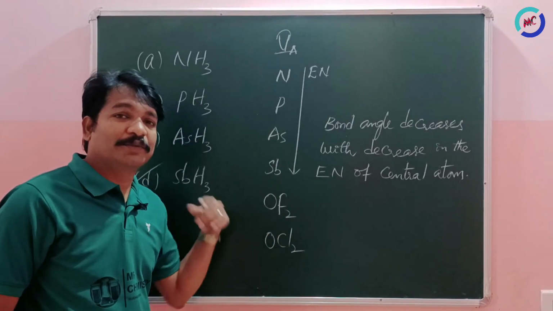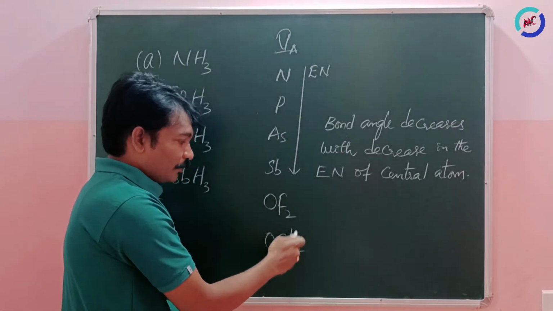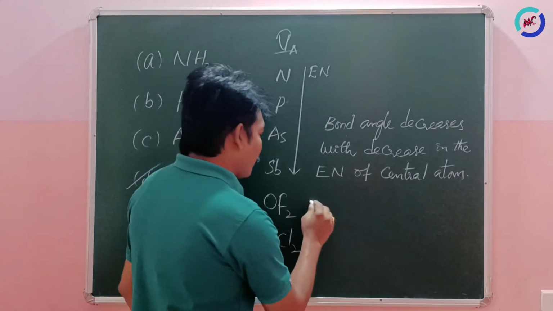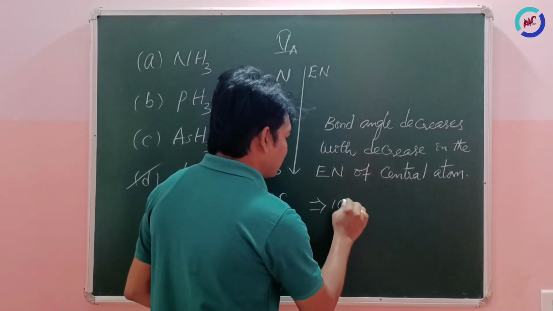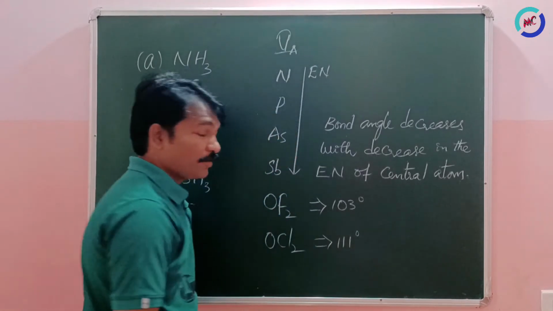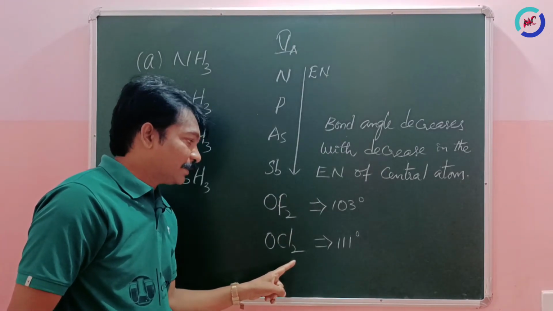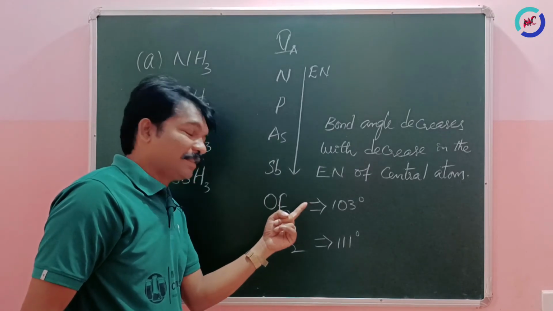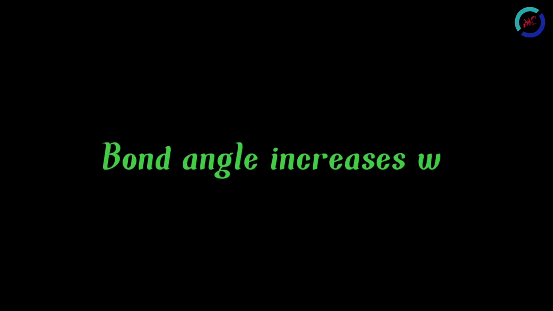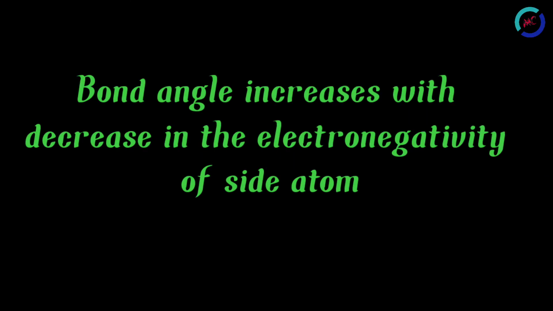Fluorine and chlorine belong to which group? 17th group. And here electronegativity decreases from top to bottom. Fluorine has more electronegativity, chlorine has less electronegativity. And here the bond angle in case of OF2 is 103 degrees and here it is 111 degrees. What you observed here: if the central atom is the same and the side atoms are different, the bond angle increases with a decrease in electronegativity. Just the reverse of that one. Bond angle increases with a decrease in electronegativity of the side atom.